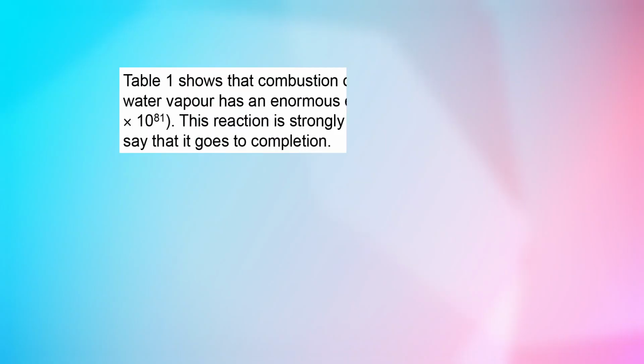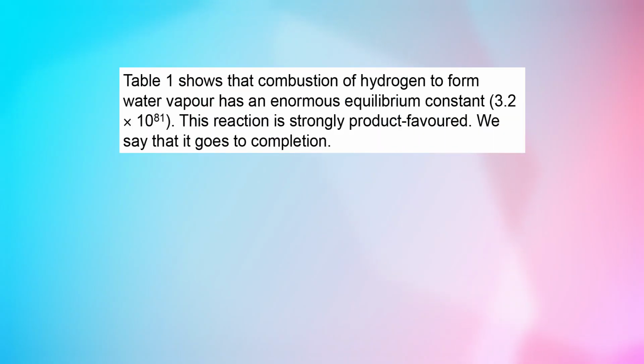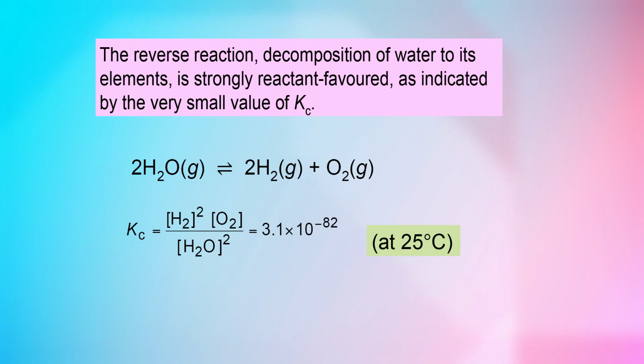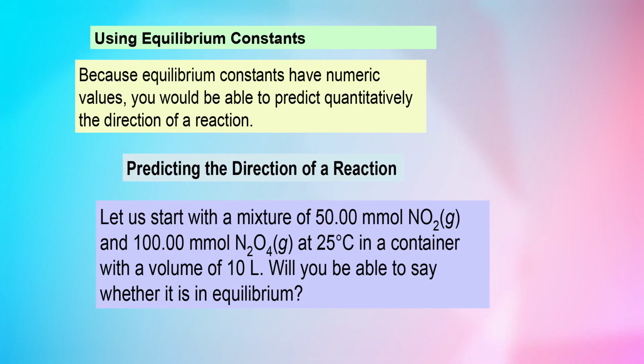If the forward reaction has a large tendency to occur, then the reverse reaction has little tendency. So, from table 1 we can see the combustion of hydrogen to form water vapor has an enormous equilibrium constant, 10 to the power 81. So, it goes to completion, we can say. The reverse reaction, decomposition of water to its elements, is strongly reactant favored with a very small Kc, 10 to the power minus 82. So, using these equilibrium constants, you can predict quantitatively the direction of the reaction.